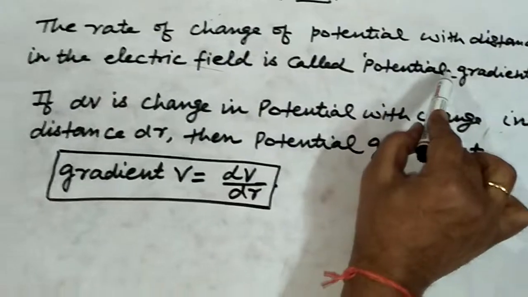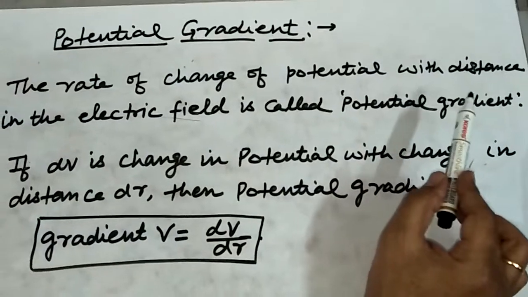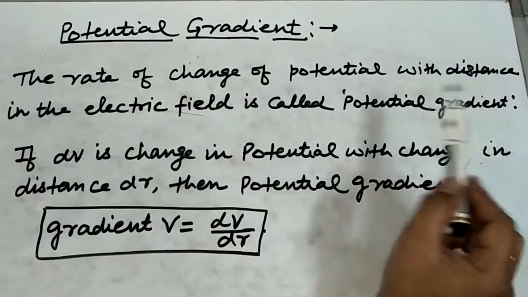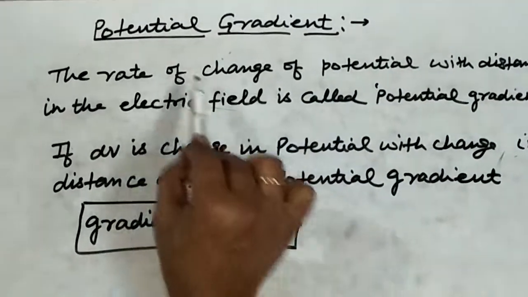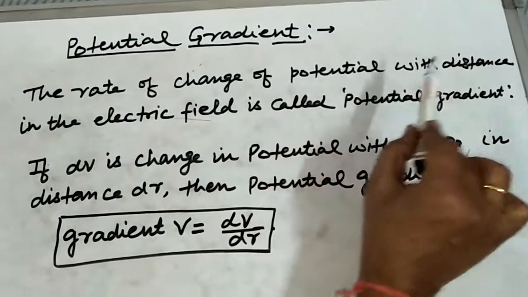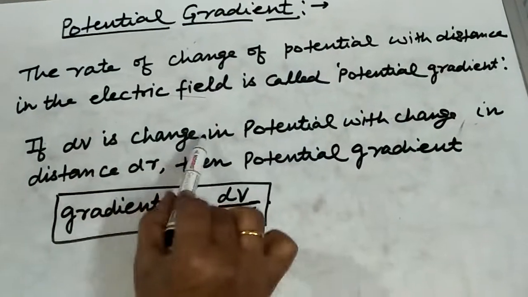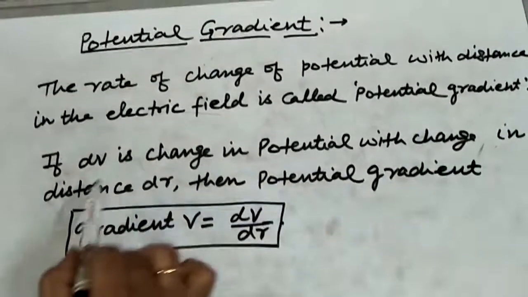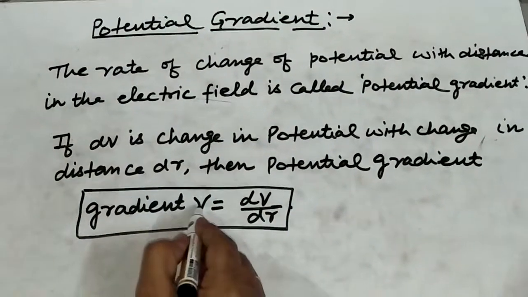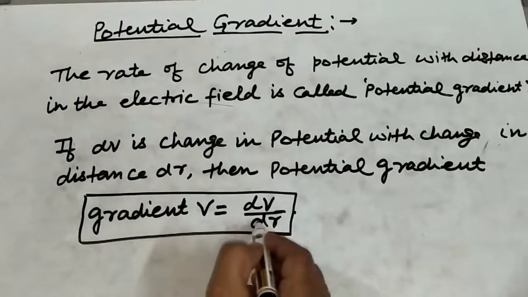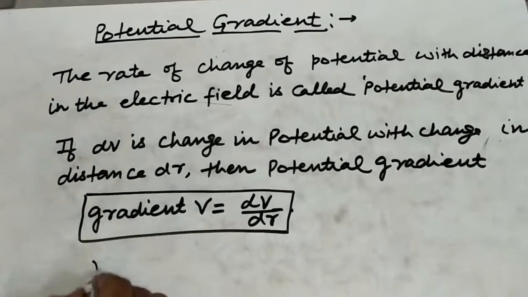So the potential gradient is the same as temperature gradient and velocity gradient. Temperature gradient means change in temperature with respect to distance. Velocity gradient means change in velocity with respect to distance. In the same way, in the electric field, the change in potential with respect to distance is called potential gradient. If dV is the change in potential with change in distance dr, then the potential gradient is given by dV upon dr, and this potential gradient is a vector quantity.